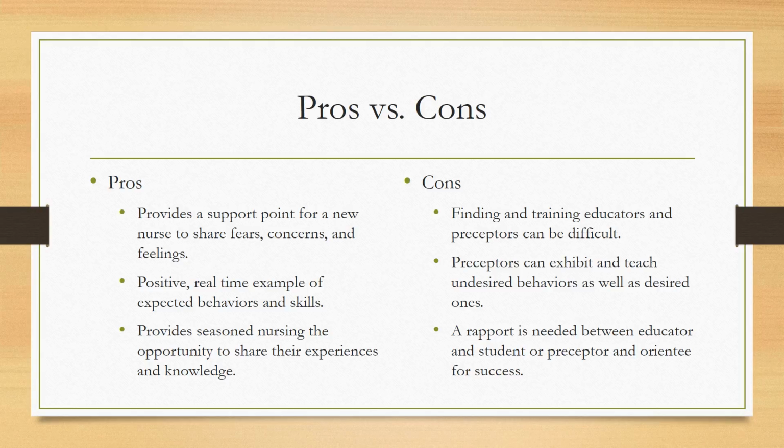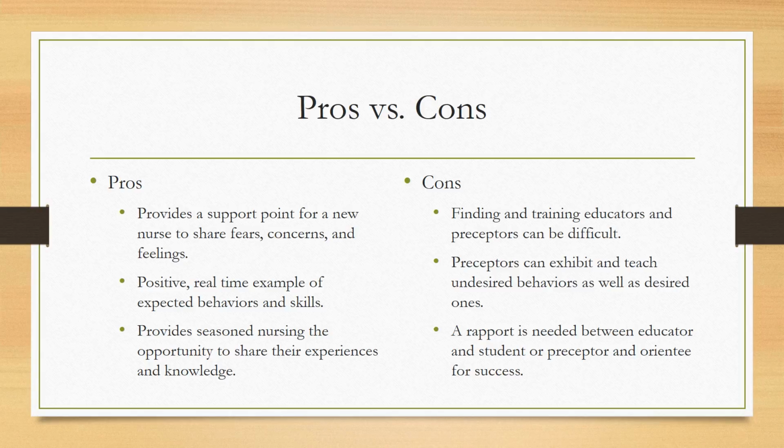So while role modeling does have many positive aspects, there are also negative aspects to it as well. It can be difficult to find and train both nurse educators and preceptors. It can also be a challenge if a nurse educator or a preceptor is exhibiting undesired behaviors, then those behaviors can be learned by new nurses and student nurses. And so then instead of teaching them good behaviors, they're being taught undesired behaviors. And that could be a challenge to correct once they're out on the unit.